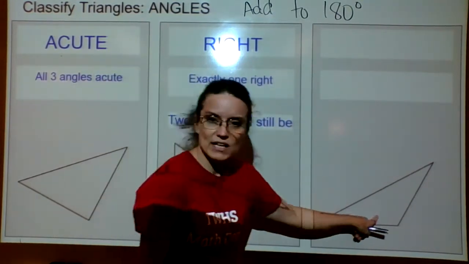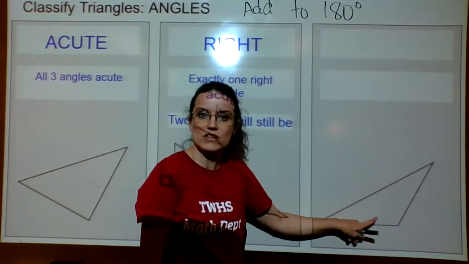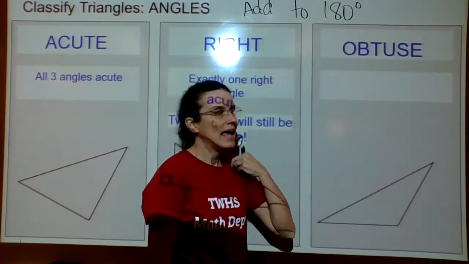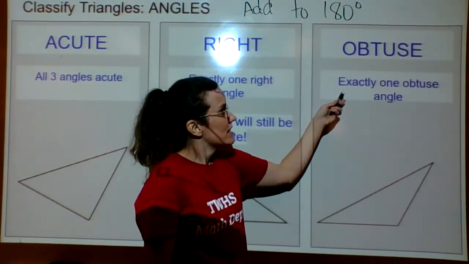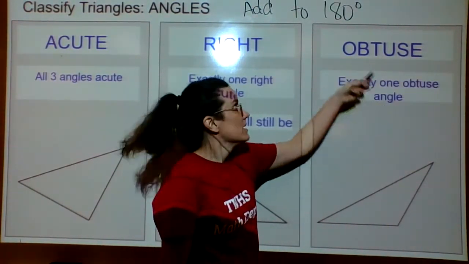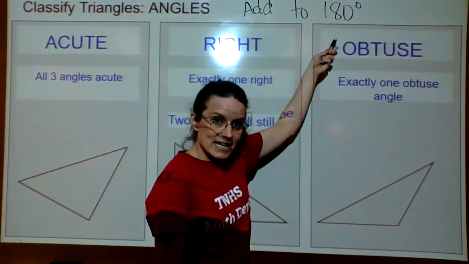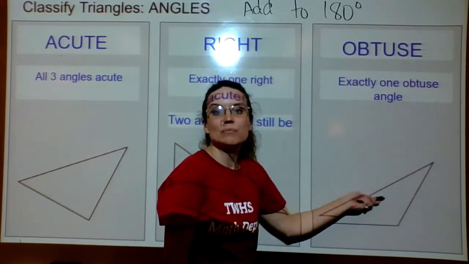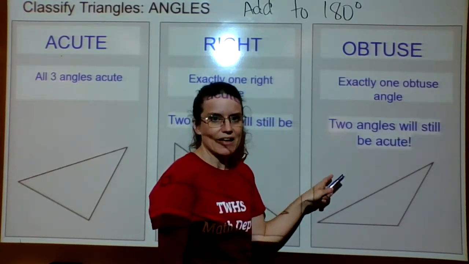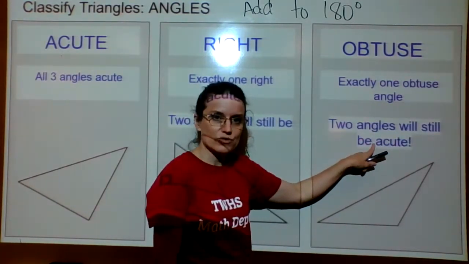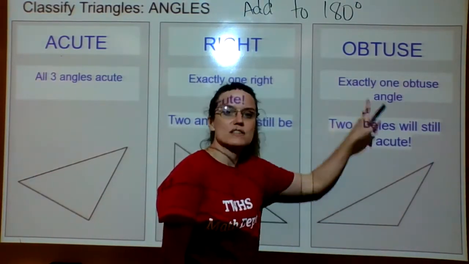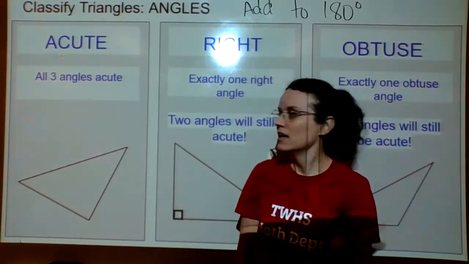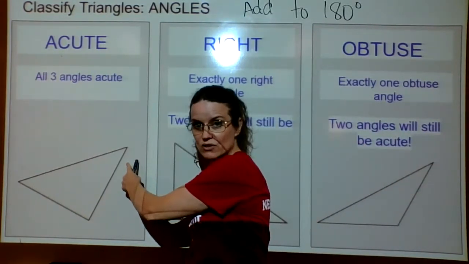This one over here has one obtuse angle, bigger than 90, so we're going to call this an obtuse triangle. And again, since one is obtuse, in order to make this add up to 180, the other two are going to be even smaller, so they're even more acute. So I still have two angles being acute, but the one that's obtuse is the one that names it. Because everything always has two acute angles. The one that has a third acute angle is acute.